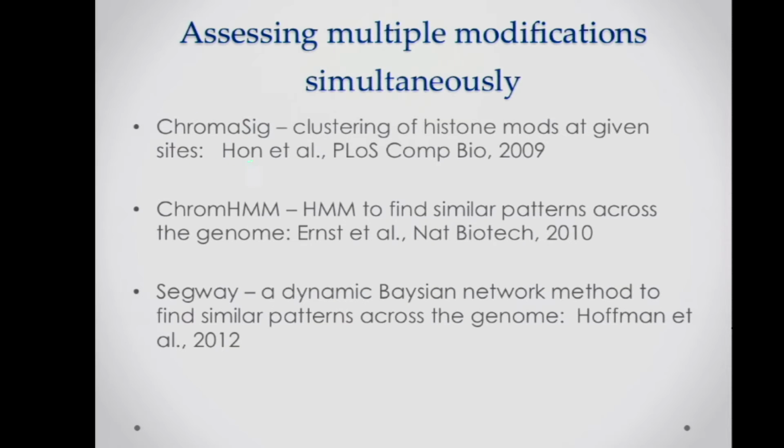For ChromaSig, a simple way to think of it is that it's kind of like if you wanted to do k-means clustering, right? You wanted a heat map of regions of the genome where multiple histone marks overlap, but you don't know which k-means to use or which histone mark you should start with first.